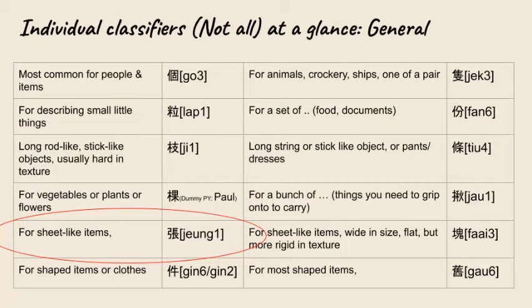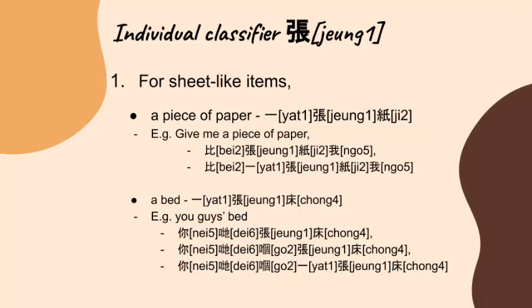Good. Now, if you want to refer to things that are sheet-like, for example, a piece of paper, or like bed sheets, or even the bed, you can use the classifier 張. For example, a piece of paper, 一張紙. Give me a piece of paper, 俾張紙我, or 俾一張紙我. A bed, 一張床.